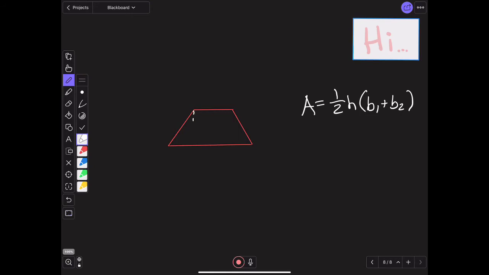So true story, while I'm drawing this, my dad just the other day said that he used this formula when he was roofing, and it's pretty cool to hear that this is used in the real world.